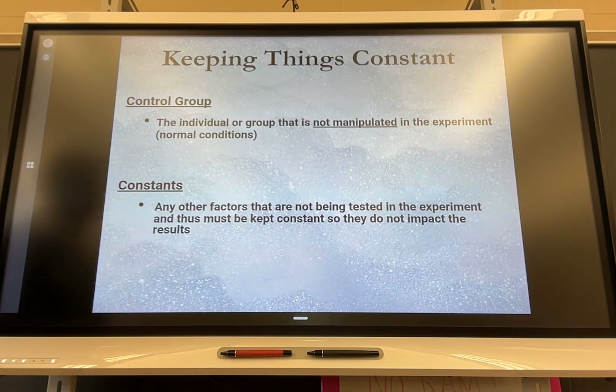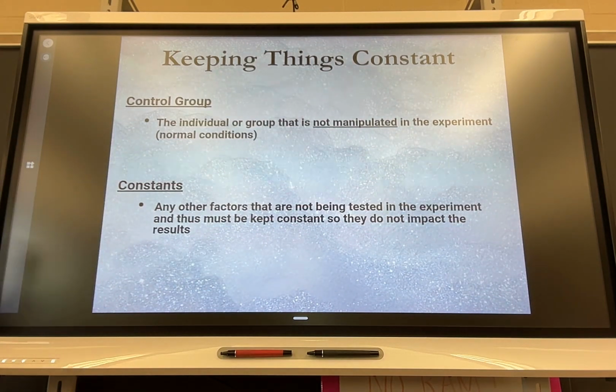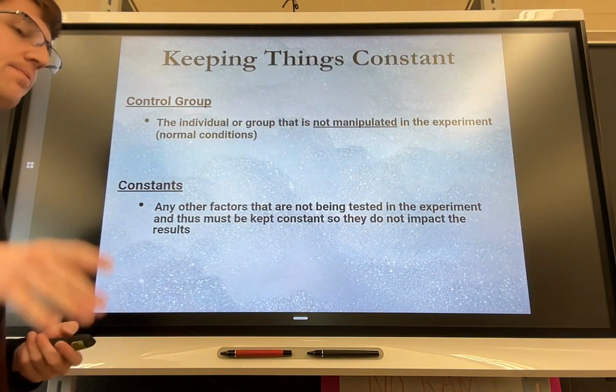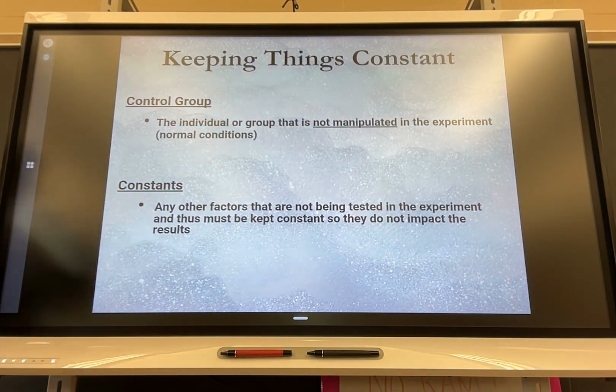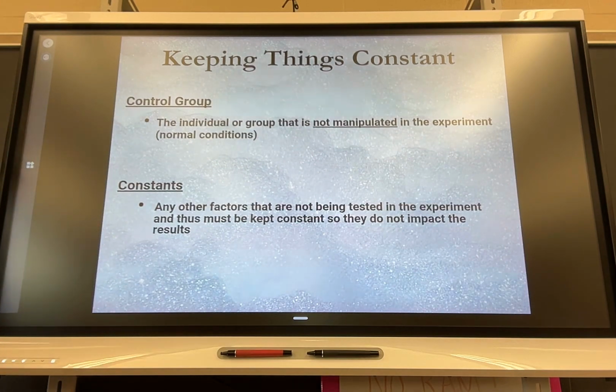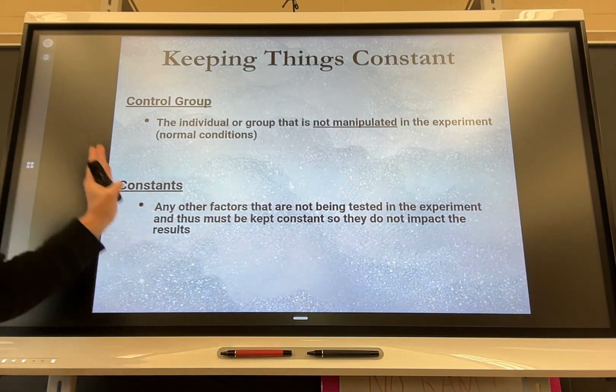The other things we have to do in an experiment is keep things constant. We need to make sure that we are only measuring one thing at a time. We do this in a couple different ways. So the first up is a control group. So this is one group that we have that is specifically not manipulated in the experiment. So we consider these to be normal conditions or normal behaviors in our experiment. So we will not be manipulating this.